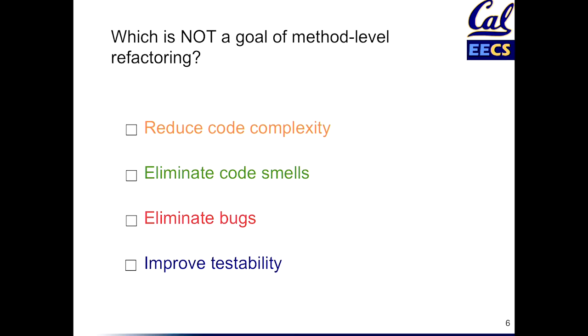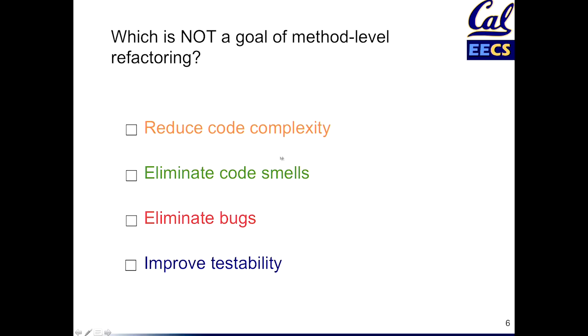So let's wrap up our understanding of the simple refactoring example with the following question: which of these four is not a goal of method-level refactoring? So far, all we've really done is method-level refactoring. We're going to be talking about class-level refactoring, where you can create or destroy classes to make your code better. But just with regard to method-level refactoring, which is not a goal: reducing the complexity of the code, eliminating potential code smells, eliminating bugs in the code, or improving the testability of the code? One of these four is not a primary goal of method-level refactoring.